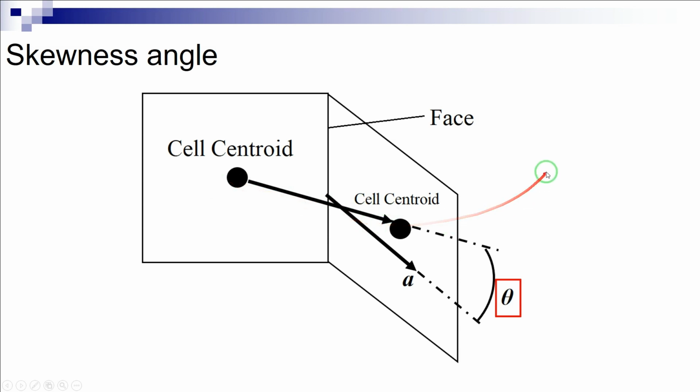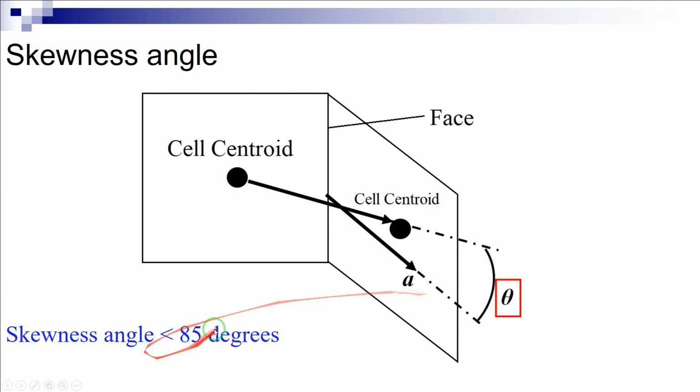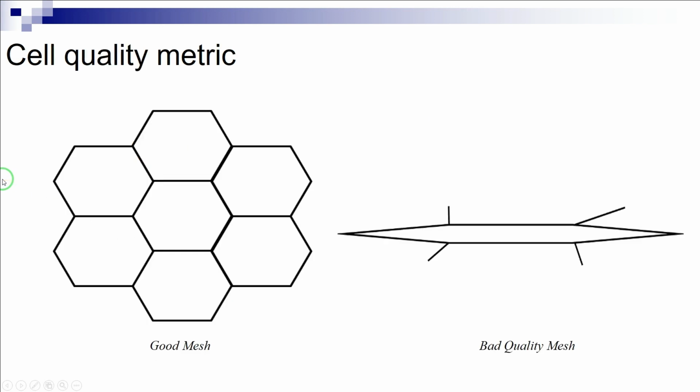Therefore, it can be easily concluded that an angle equal to 0 is the best, which means that the mesh is orthogonal. In order to reduce the influence of the skewness angle on the results, it is recommended to keep it under 85 degrees. The second parameter that we are going to use in order to check the mesh quality is the cell quality metric.